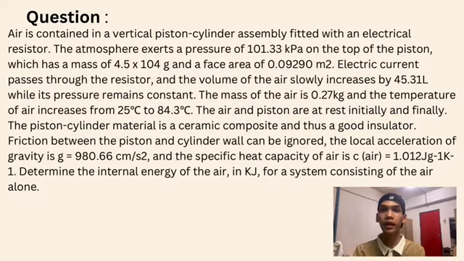The air and piston are at rest initially and finally. The piston cylinder material is a ceramic composite and thus a good insulator. Friction between the piston and cylinder wall can be ignored. The local acceleration of gravity is g equal to 980.66 cm per second squared, and the specific heat capacity of air is C air equal to 1.012 joule per gram per Kelvin. Determine the internal energy of the air in kilojoules for a system consisting of the air alone.